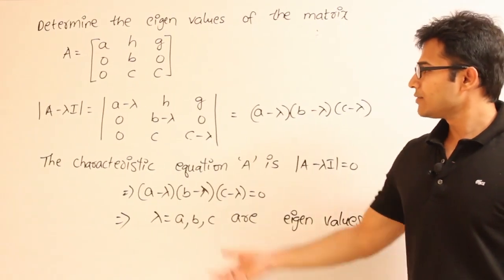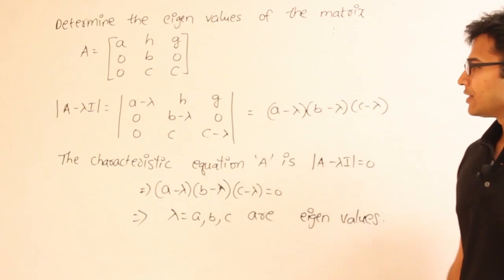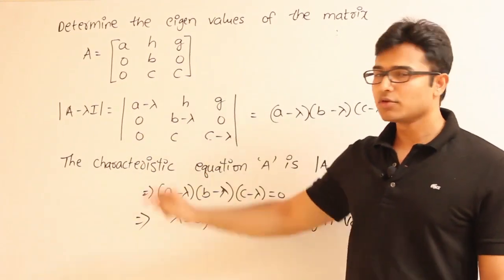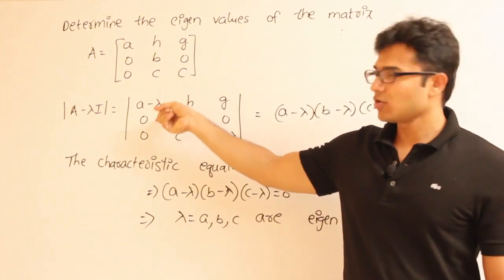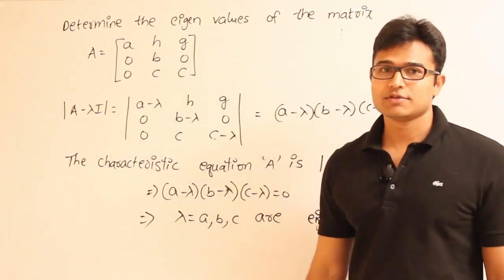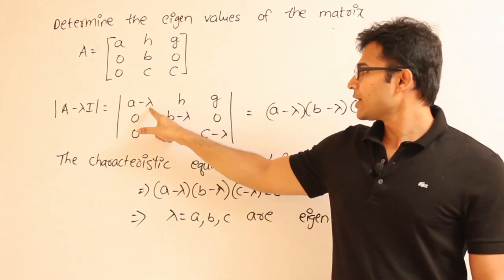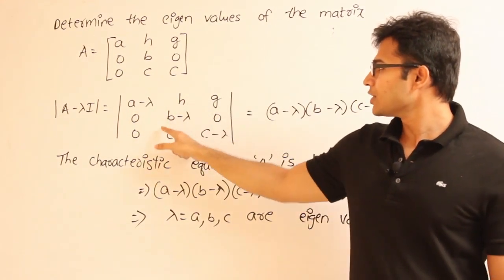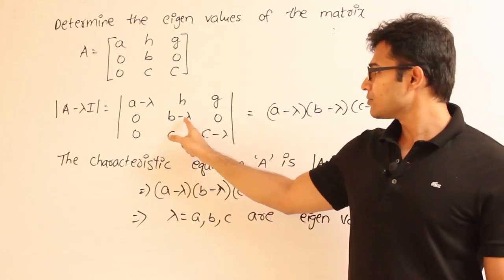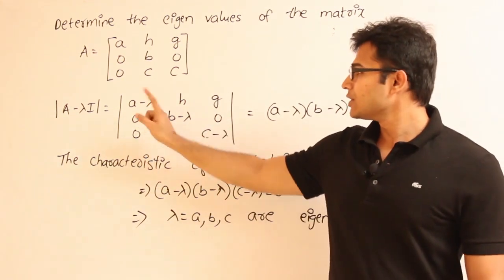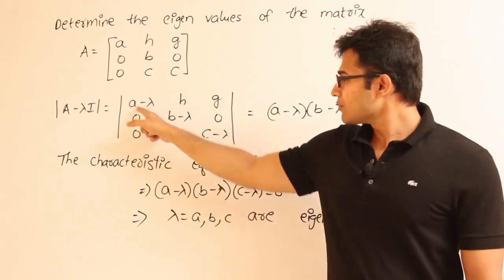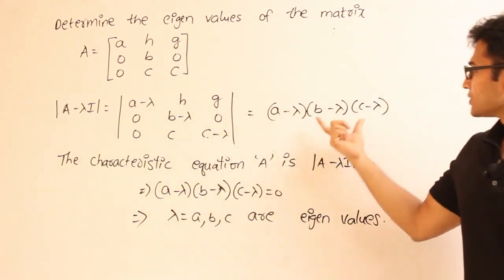Here we are lucky that most of the elements are 0. These two elements are 0. Therefore, expand the determinant across this particular column where most of the elements are zeros, which is nothing but A minus lambda into the determinant of these 4 elements, and these 4 elements is nothing but the product of these two because this one is anyway 0. Therefore, the determinant is going to be the product of these 3 elements. Got it? This is the determinant.